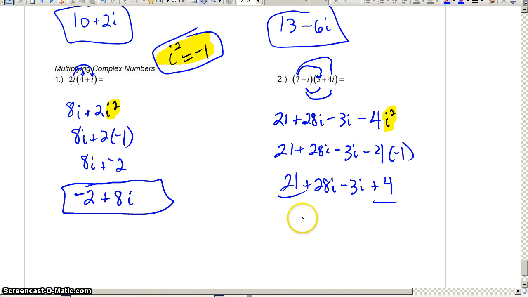But look, 21 plus 4 is 25. 28i and minus a 3i is a positive 25i. Look at that. We are done.